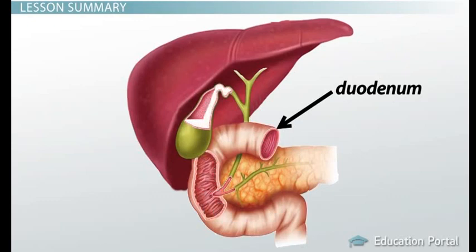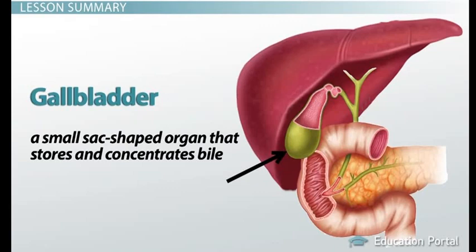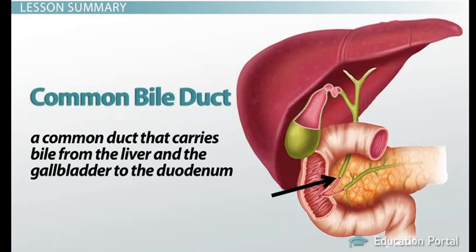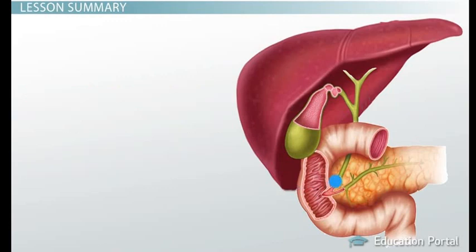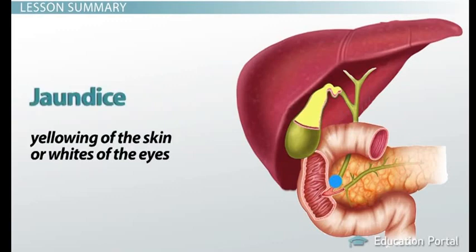If any bile remains after the fat has been digested, it is taken back up by the gallbladder. The gallbladder is a small, sac-shaped organ that stores and concentrates bile. The common bile duct is a common duct that carries bile from the liver and the gallbladder to the duodenum. If this duct is blocked, it can cause the yellowish-colored bile to back up and enter the bloodstream. This can lead to a yellowing of the skin and the whites of the eyes, known as jaundice.